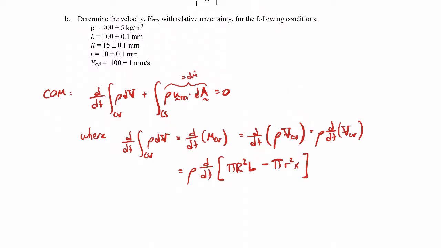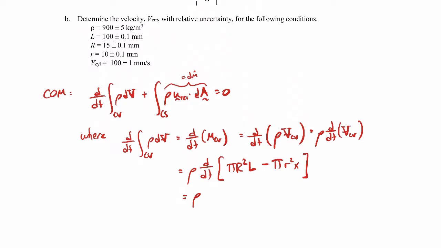All right, and now let me go ahead and take the derivative through. Well, the derivative of this term is 0 because these are fixed quantities. Pi, of course, is fixed. Capital R squared and L, those are just constants. They just describe the geometry of the outer cylinder, so they don't change.